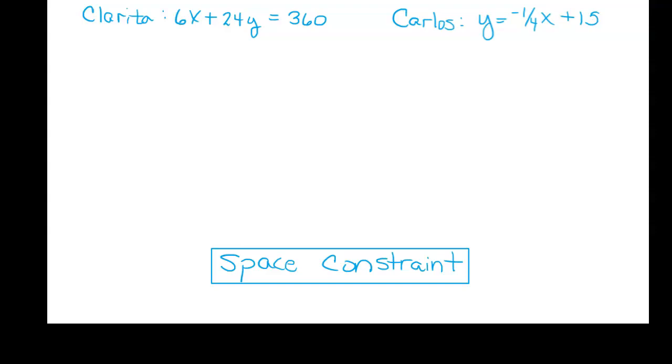Remember, the boundary line is made up of the set of points that meet the constraint exactly. That line separates all of the points or combinations, in this case of cats and dogs, that meet the constraint or satisfy the constraint, and those that don't. So it separates the points that satisfy the constraint from those that don't.